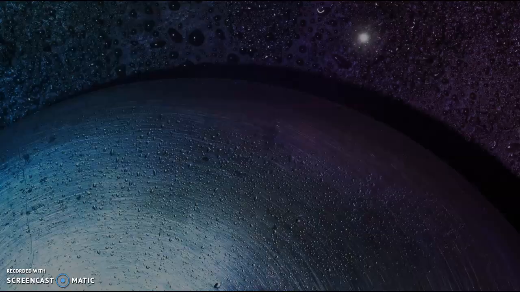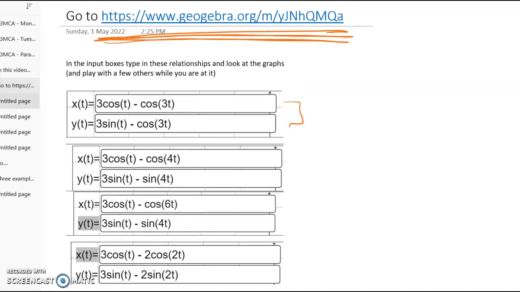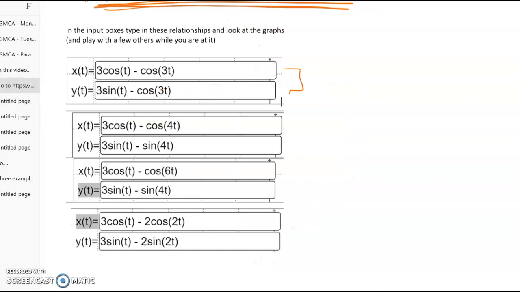Okay, so going back into OneNote, these are the pairs that I want you to try out. And you should be able to generate some of the following pictures. So there's one. See if you can match up those equations with these pictures. I think I've missed some of the equations out, but what you're going to want to do is to play around with the coefficients here.